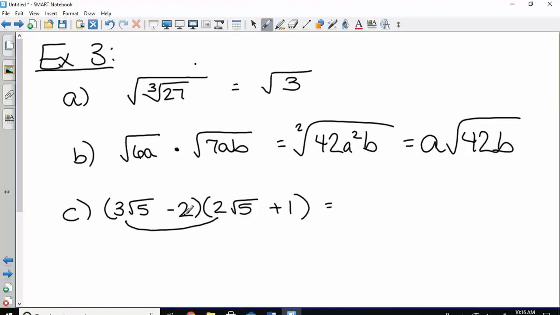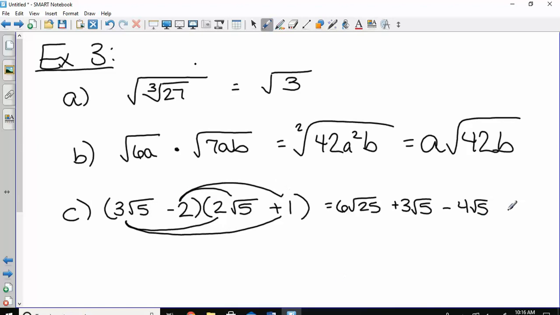When you multiply numbers outside the radical together, and you multiply numbers under the radical together. So 3 times 2 is a 6. Square root 5 times 5 is 25. Outside, 3 radical 5 times 1 is just 3 radical 5. Inside, so the 2's are both outside the radicals, so negative 2 times 2 is 4, and the radical 5 stays. And then negative 2 times 1 is negative 2.